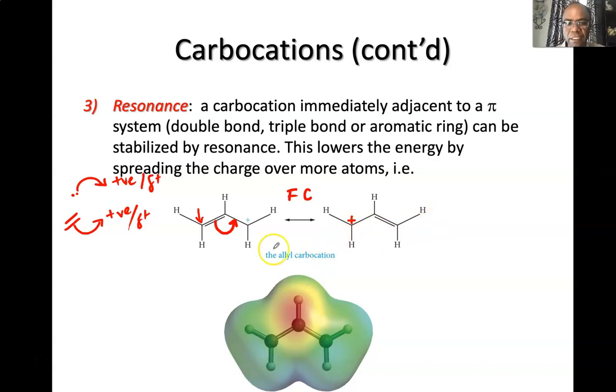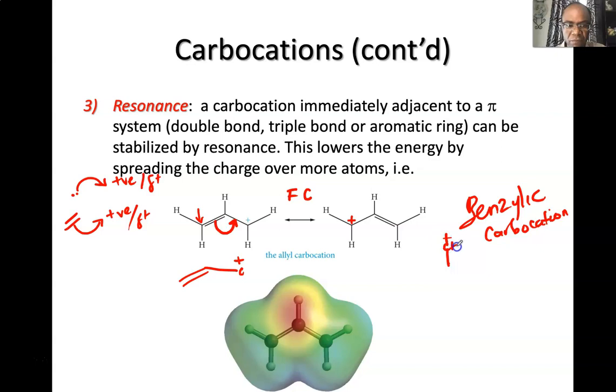So this is called an allylic system, or allyl carbocation, because you have a double bond next to a carbon with a plus sign. That's allyl. There's another system called benzylic carbocation, where the positive charge is sitting on a carbon. For example, this one is sitting on a carbon, and that carbon is bonded directly to benzene.